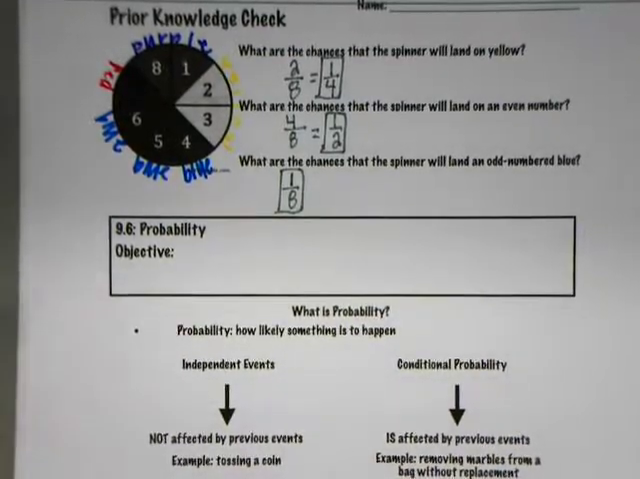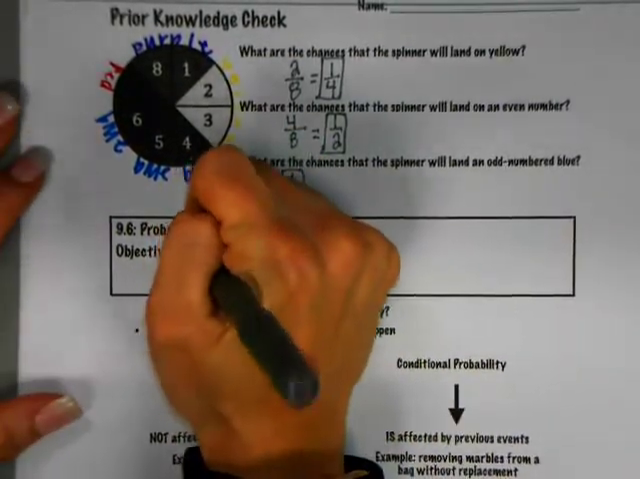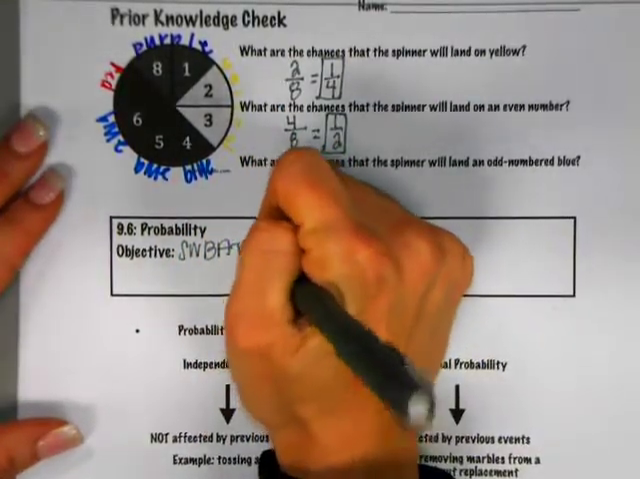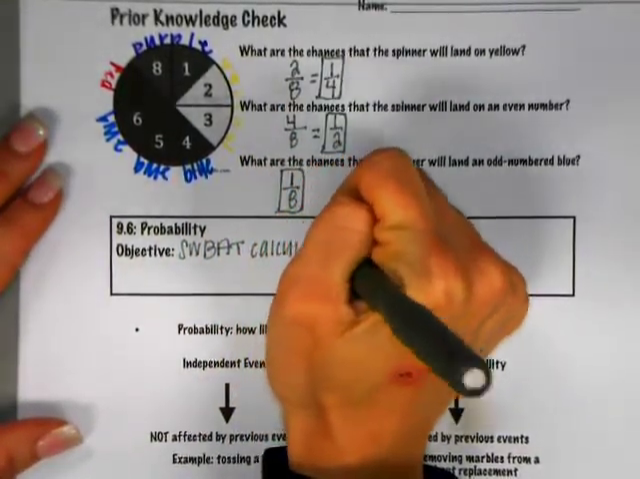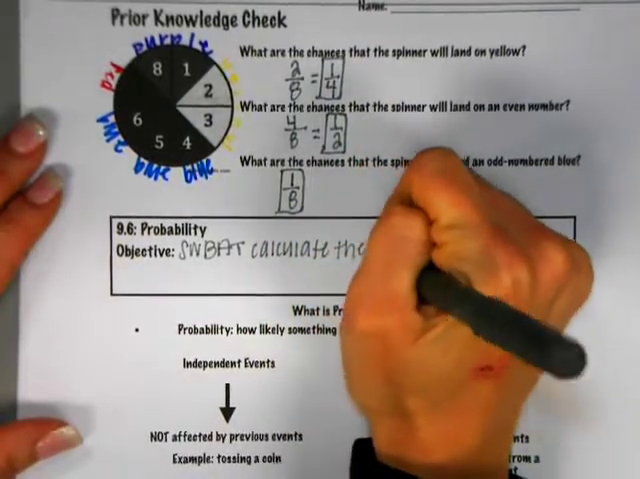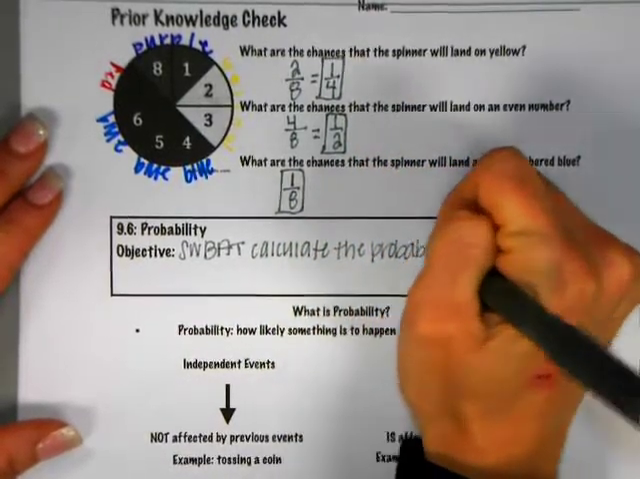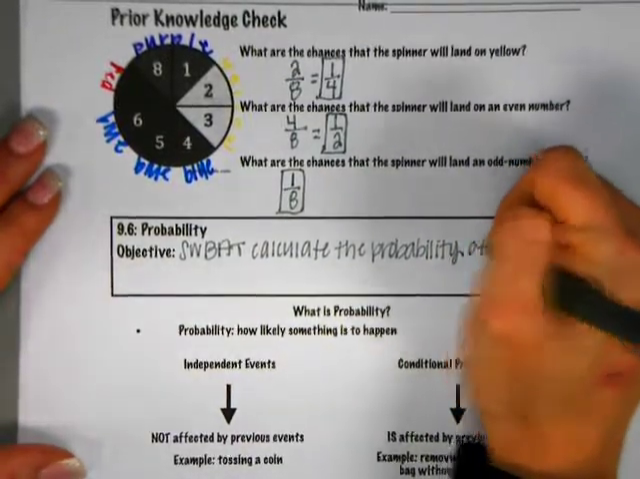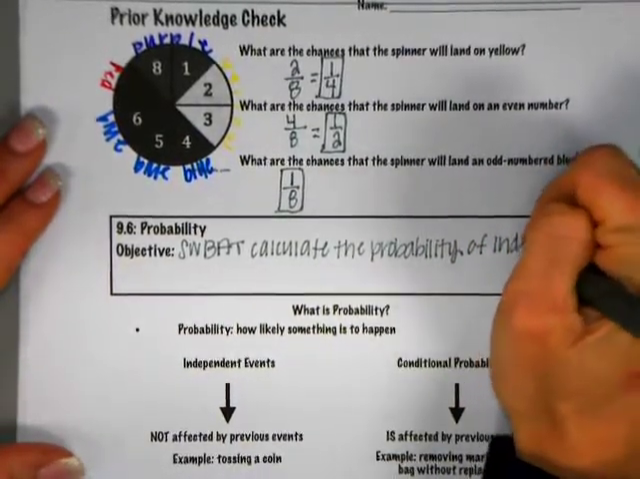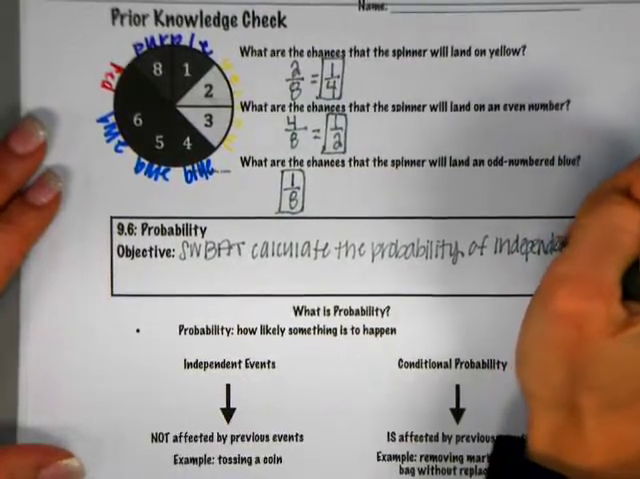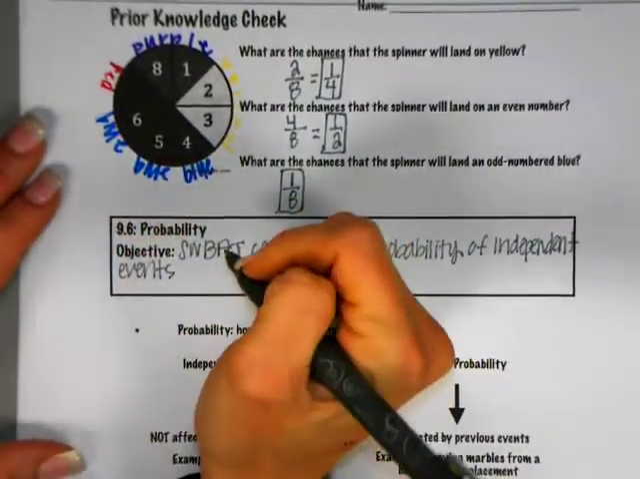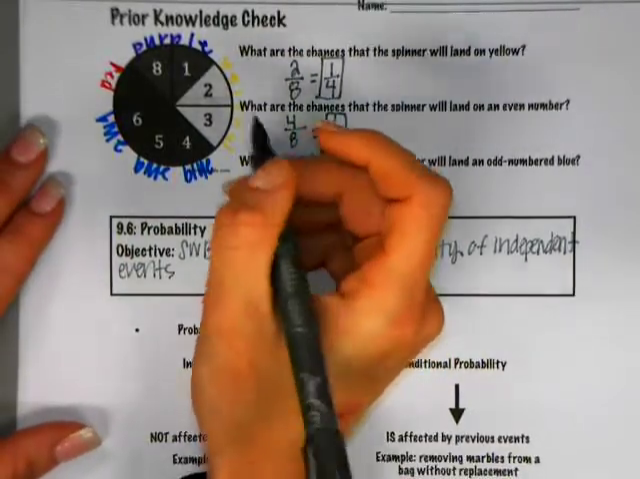Okay, so your objective is students will be able to calculate the probability of independent events and conditional probability.